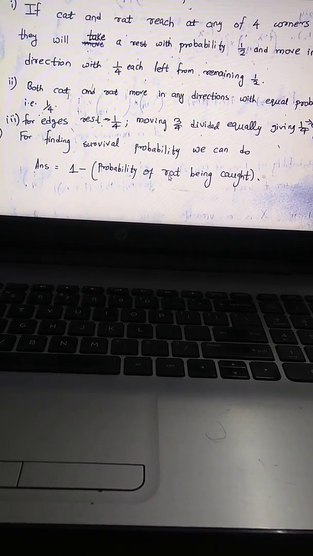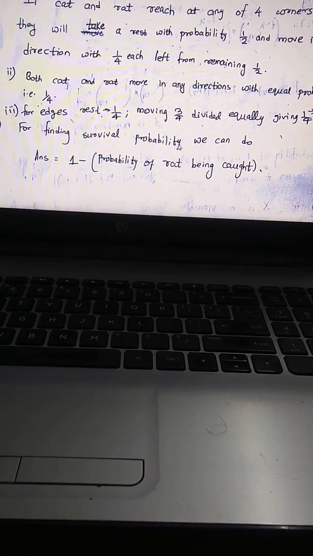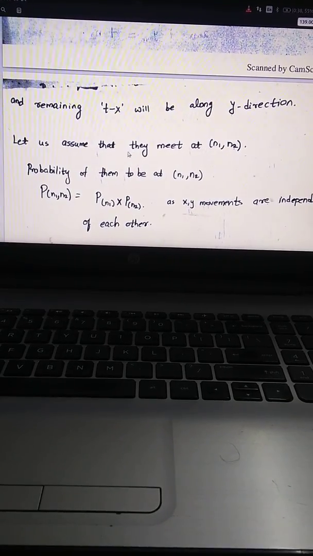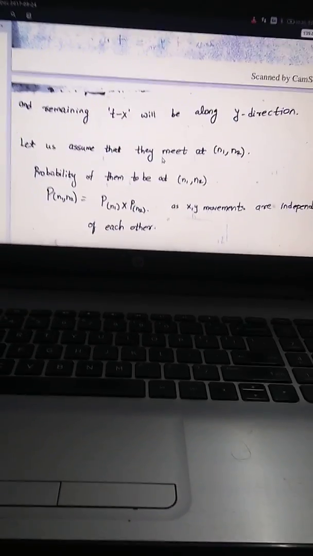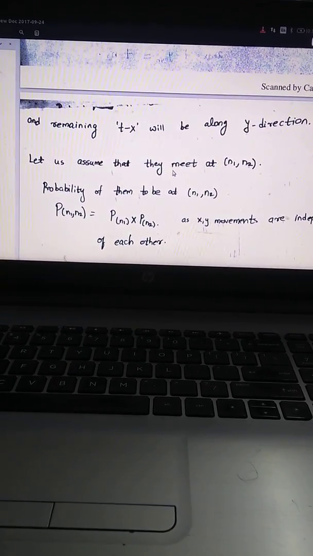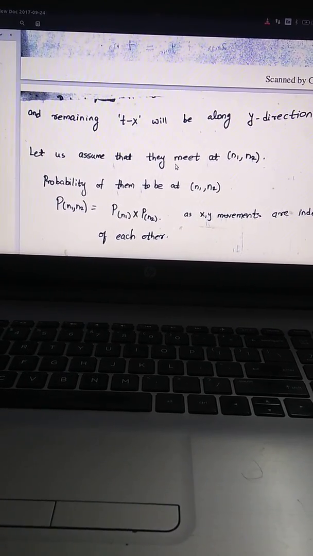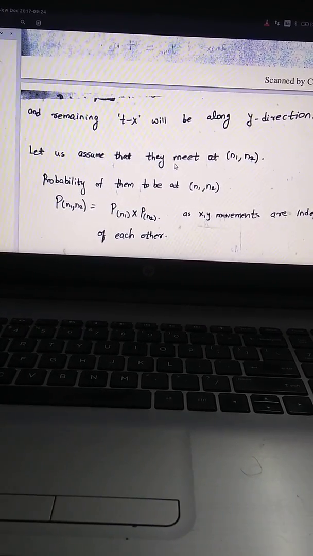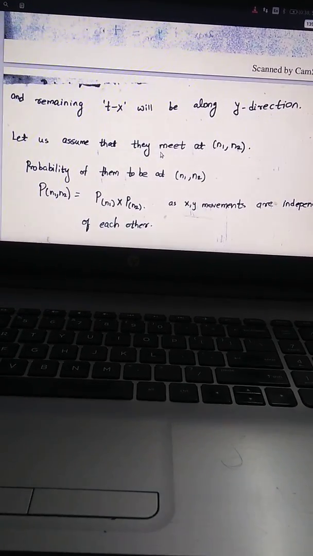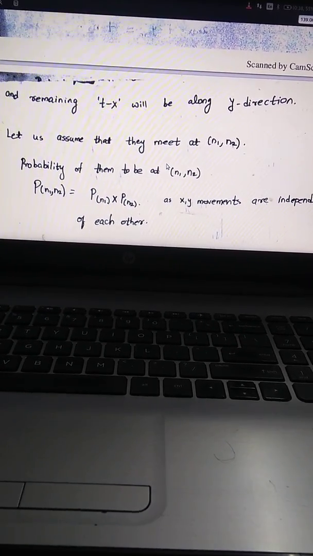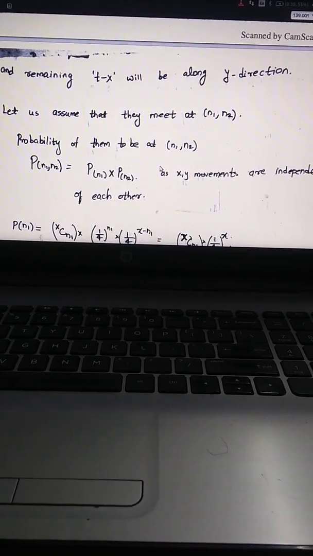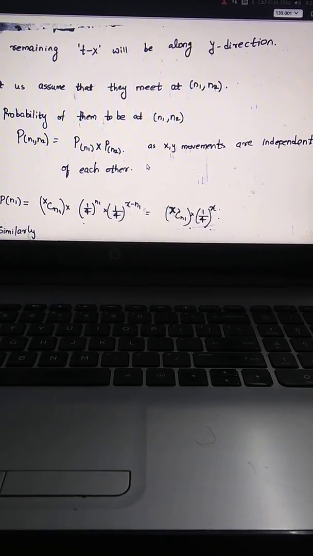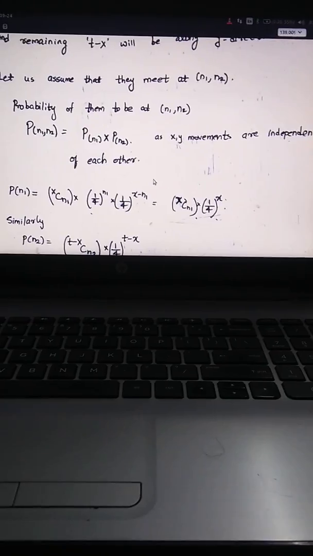So first we'll find the probability of the rat being caught, and then we'll subtract it from 1 to find the survival probability. Let us take t to be the total number of steps which the rat and the cat take. If we assume that x is the number of steps along the x direction, then the number of steps in the y direction would be t minus x. Let us assume that they meet at a coordinate n1, n2. The probability of them being at n1, n2 is the probability of them being at n1 times the probability of n2, as x and y movements are independent of each other, so we can just multiply them together.